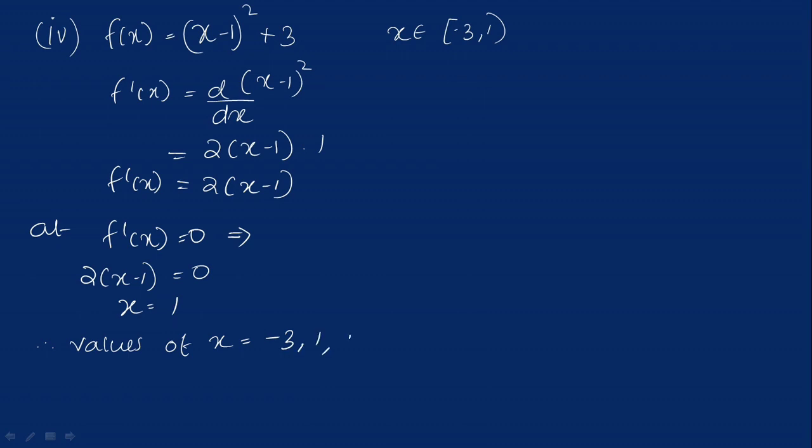So the values of x will be minus 3. It should be from the interval minus 3 to 1, right? So here we have got x equal to 1. So we have two values for x, that is minus 3 and 1.